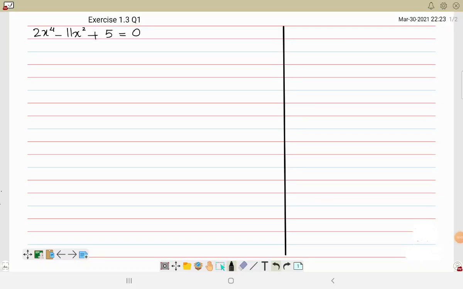Bismillahirrahmanirrahim. Today we are going to start question number 1 of exercise 1.3. In this exercise, 5 types of equations are given to us. We'll solve it one by one. Let's start with question number 1, which is of type 1. Let's see, this is equation number 1.